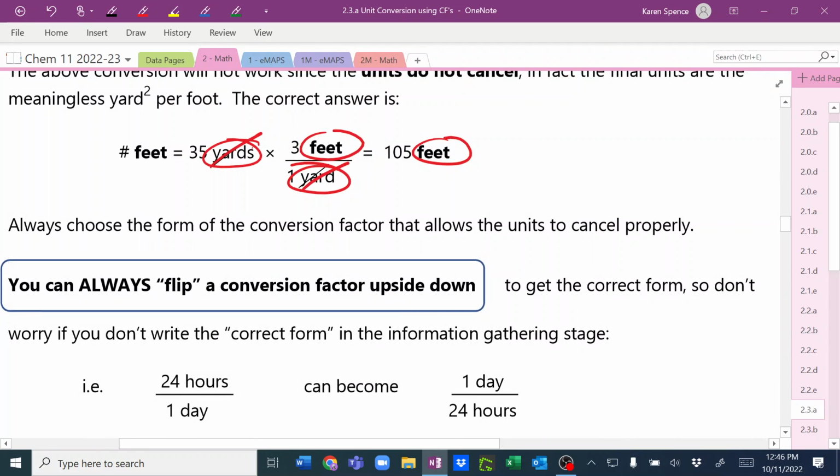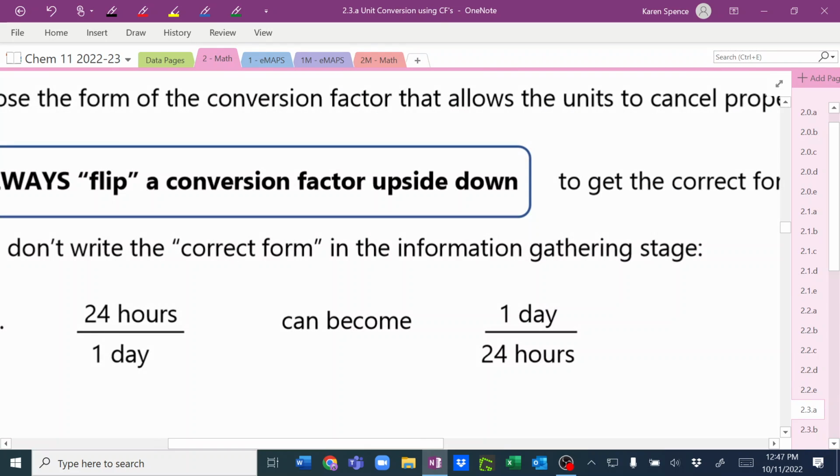Anytime you have a conversion factor, it doesn't matter whether it's written right side up or upside down, you can always flip it. So if you write 24 hours per day, you could flip that and get 1 day per 24 hours if that's how you need to use it, okay?